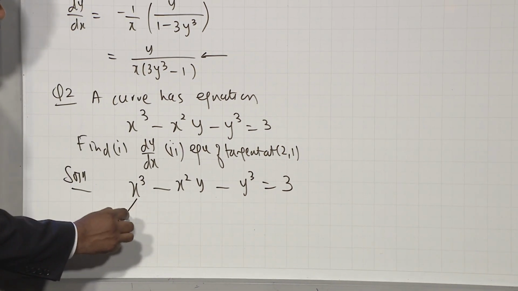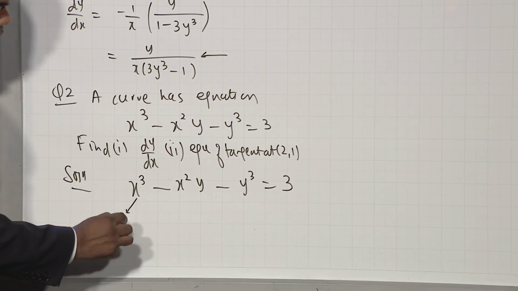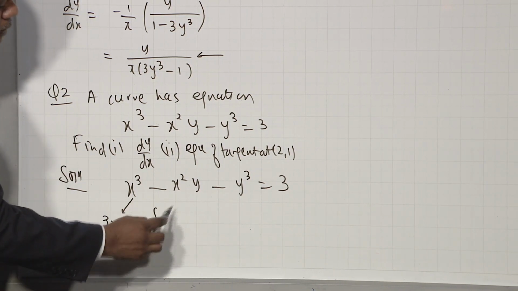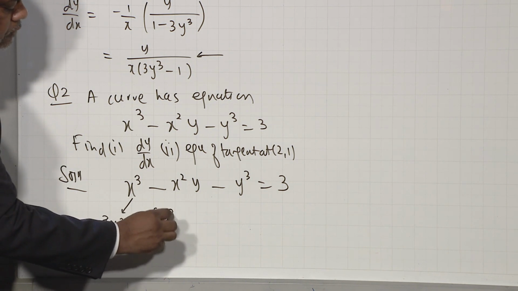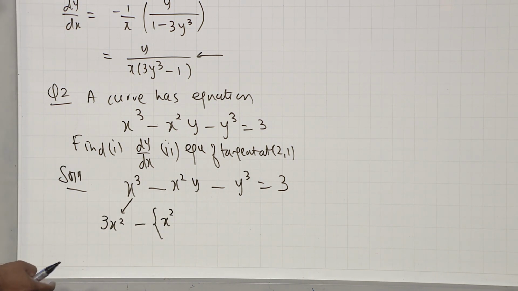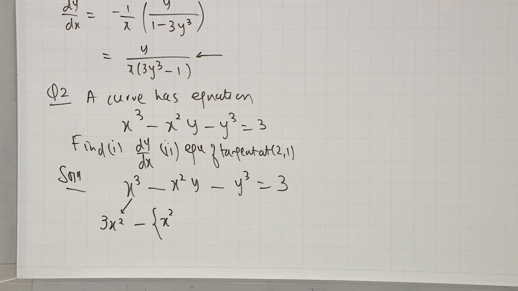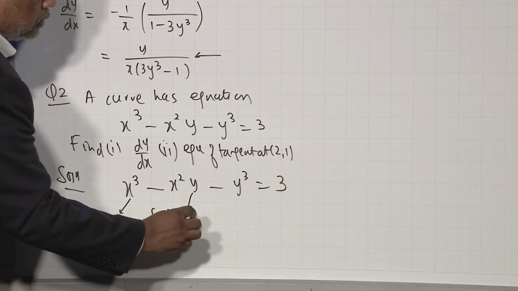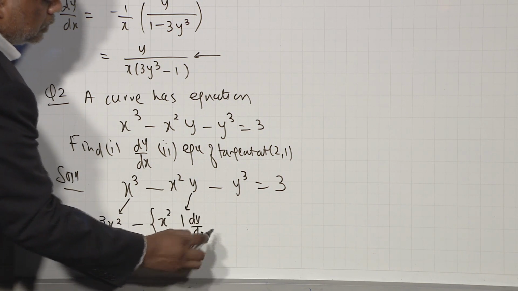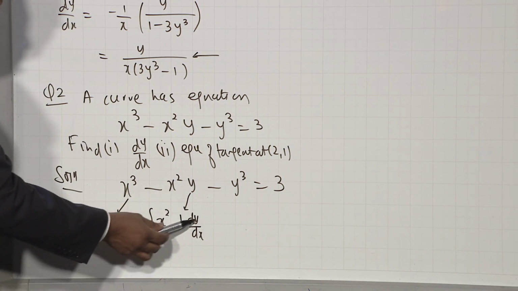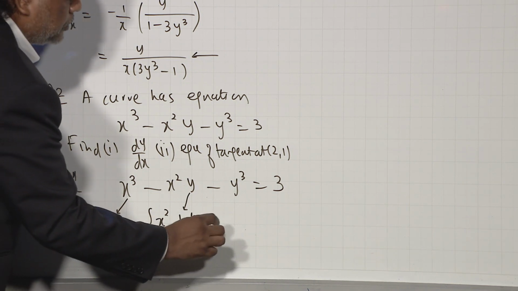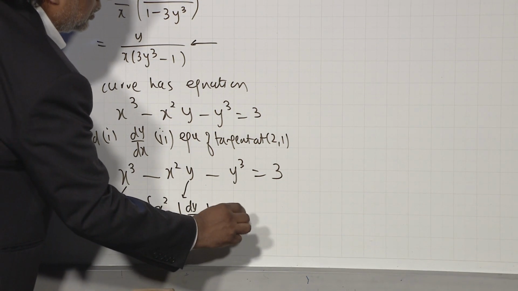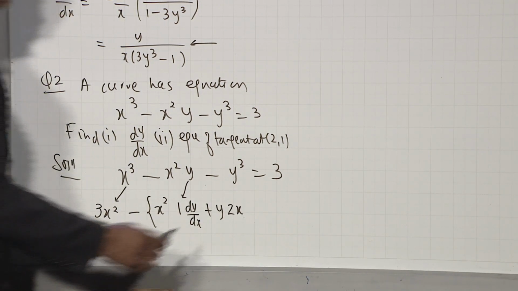Differentiate x cubed. What will I get? 3x squared dx over dx, I won't write it. Here it's a product. So I keep x squared, I differentiate y. Remember in the previous example as well, we differentiated y. We obtain 1 dy by dx; if we had 2y, we would have obtained 2 dy by dx. Plus, keep y as it is, differentiate x squared, 2x dx over dx, we won't write it.